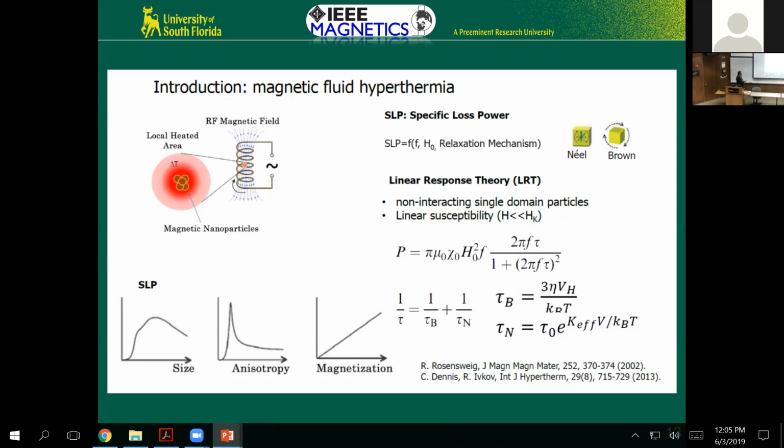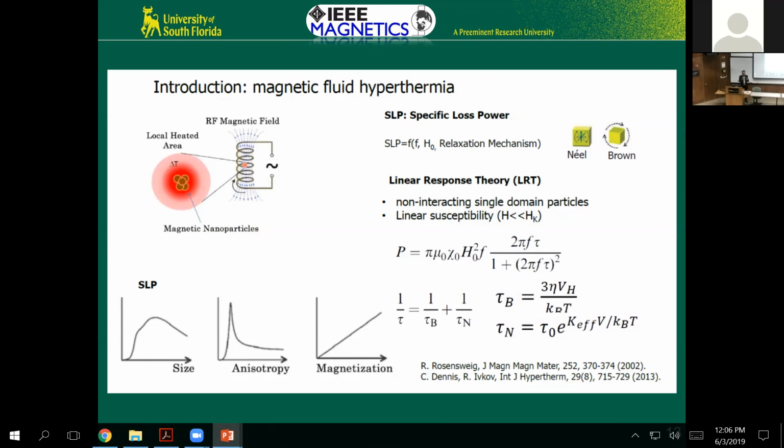So ideally, if you want to improve the SAR or the power dissipated, first of all, you can increase the saturation magnetization of nanoparticles. Easier said than done, because you need to prepare very high quality nanoparticles to get large magnetization. There's also a size dependence. One of the things I want to mention about the size dependence is that for effective hyperthermia, it should not be too small or too large.